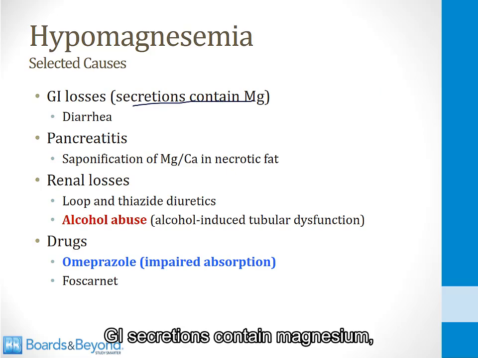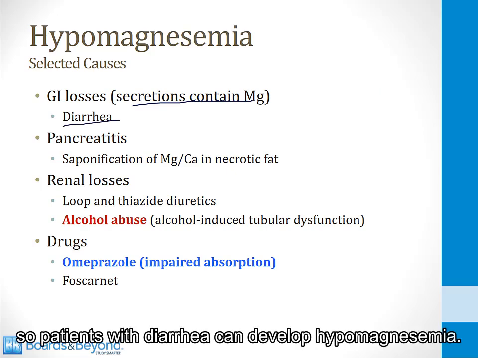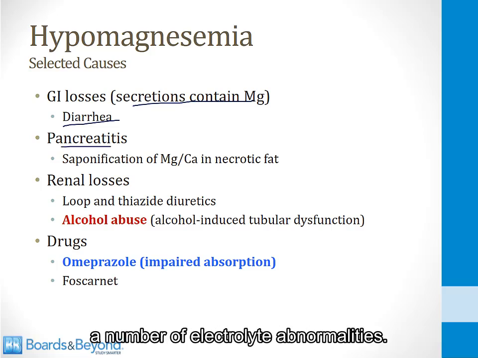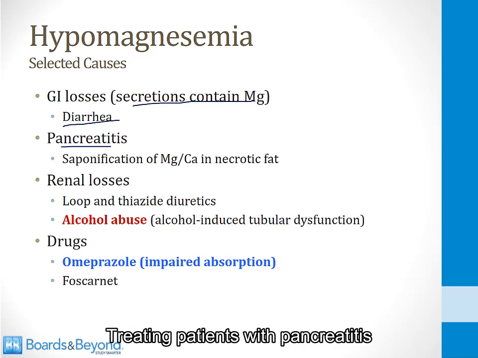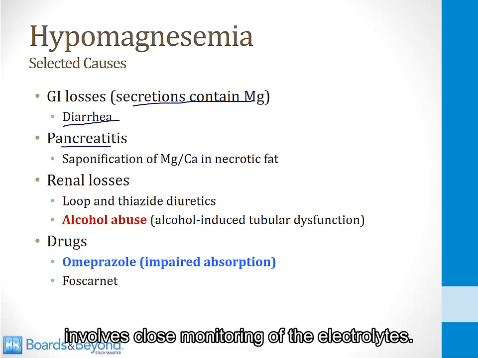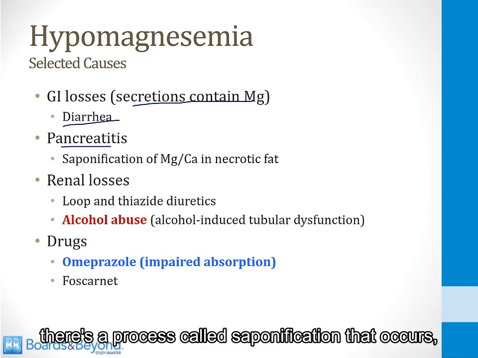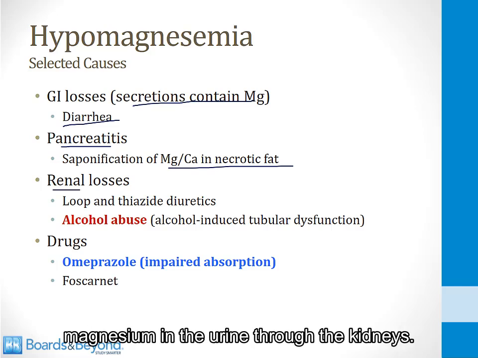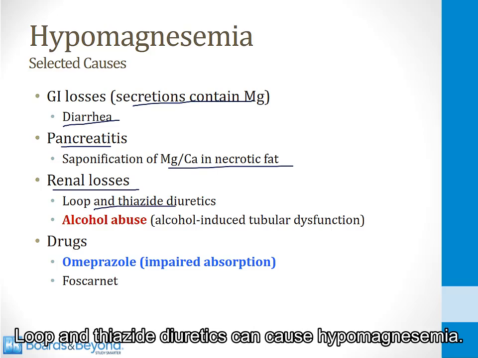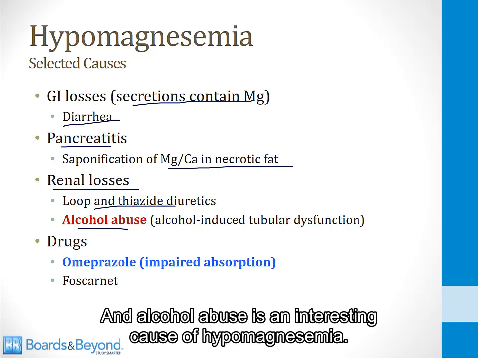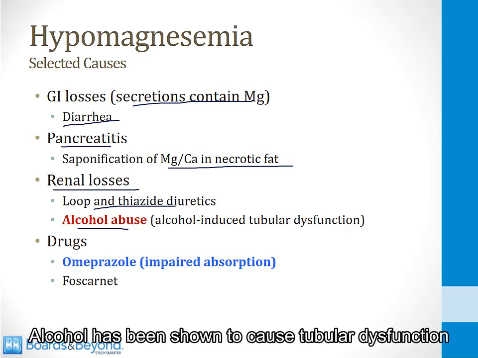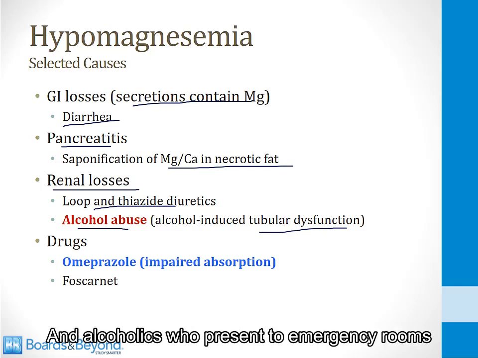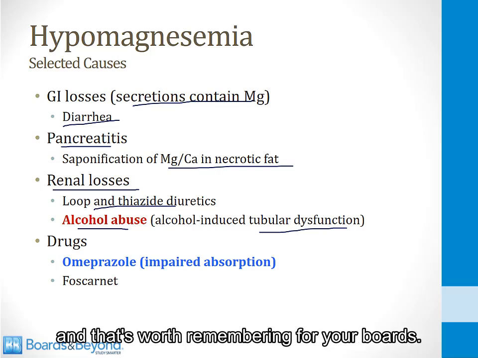GI secretions contain magnesium, so patients with diarrhea can develop hypomagnesemia. Pancreatitis can lead to a number of electrolyte abnormalities. Treating patients with pancreatitis involves close monitoring of the electrolytes. One of the reasons for this is that in pancreatitis, there's a process called saponification that occurs where magnesium and calcium collect in necrotic fat. There are a number of ways you can lose magnesium in the urine through the kidneys. Loop and thiazide diuretics can cause hypomagnesemia, and alcohol abuse is an interesting cause of hypomagnesemia. Alcohol has been shown to cause tubular dysfunction in the kidneys and lead to hypomagnesemia, and alcoholics who present to emergency rooms classically have hypomagnesemia, and that's worth remembering for your boards.